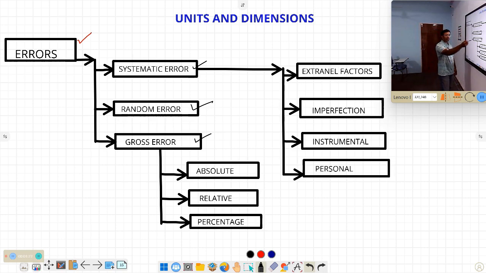So errors will always be there while performing calculations and measuring physical quantities. We classify errors into mainly three types: first systematic, second random, third gross.